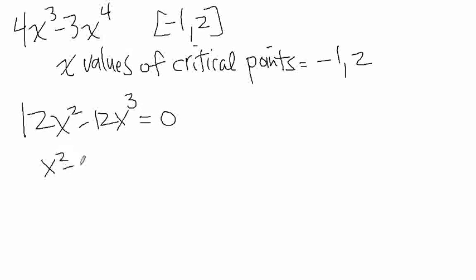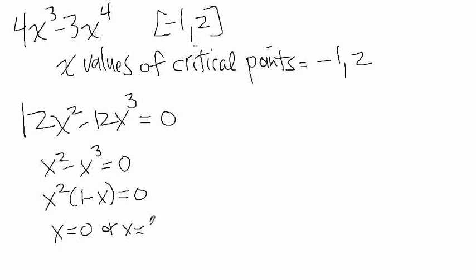Divide by 12. Okay, don't divide by x squared or you'll lose a critical point. However, if you factor out the x squared, now we can see that x is either 0 or 1. So let's add 0 and 1 to our collection of x values of critical points. All right, those are the only x values where the biggest and smallest values can occur.